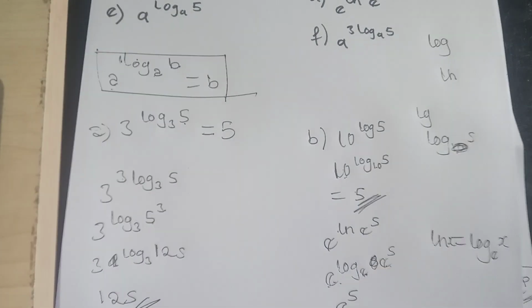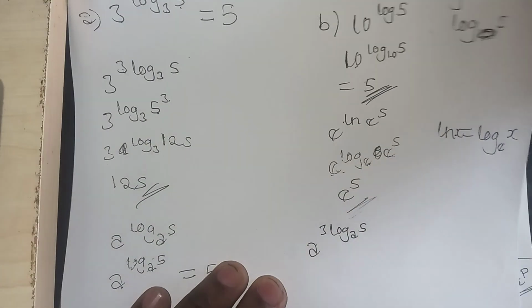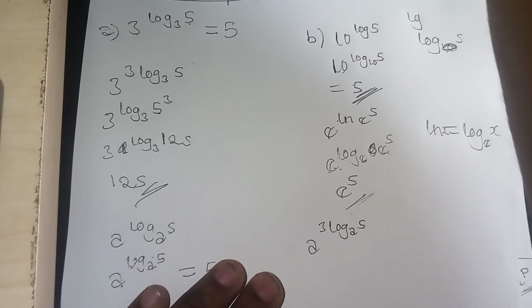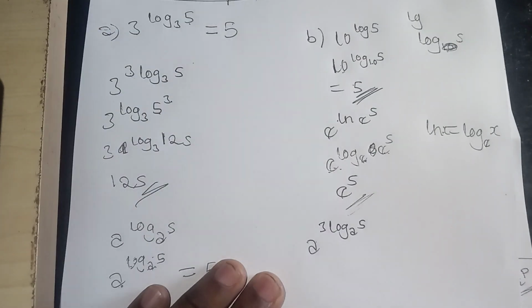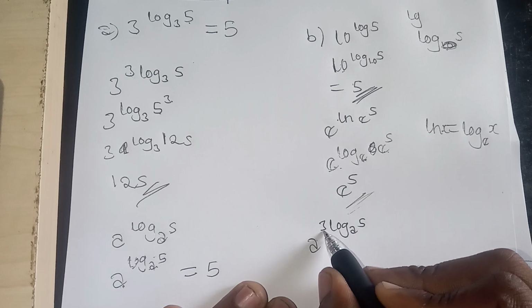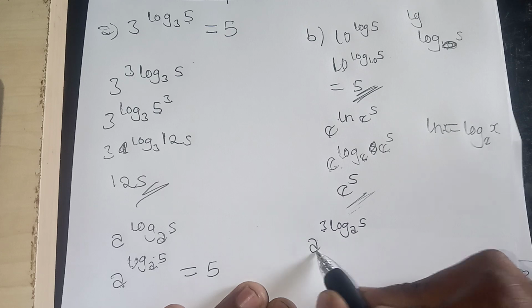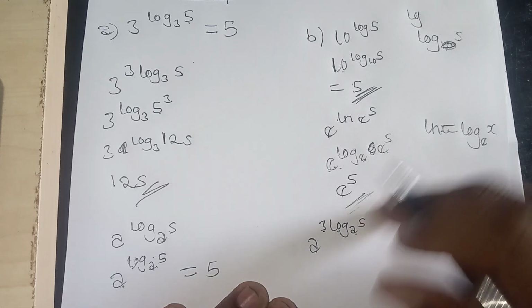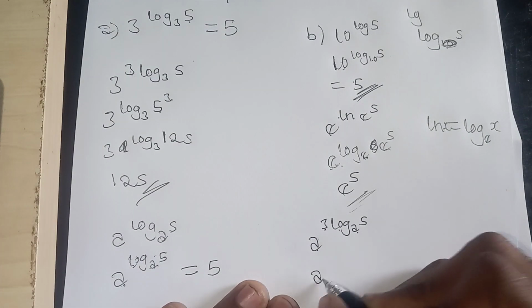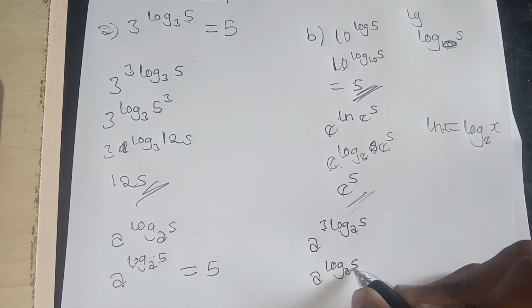And then on part F, we have a raised to the power 3 log a of 5, like this. So now to solve this, you simply change this to a coefficient of 1. Remember, the rule requires that you have log a of something. So this one will be a to the power log a of 5.